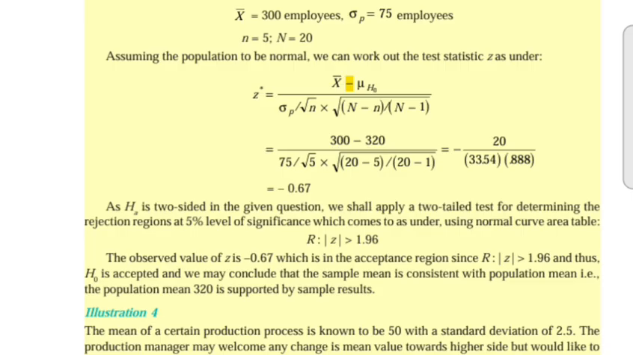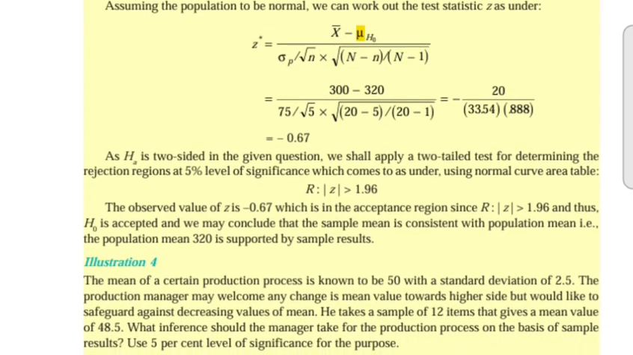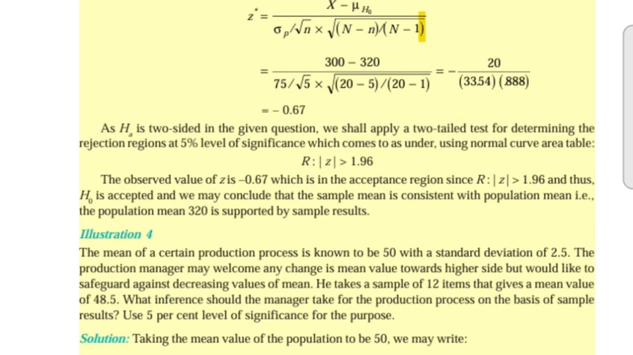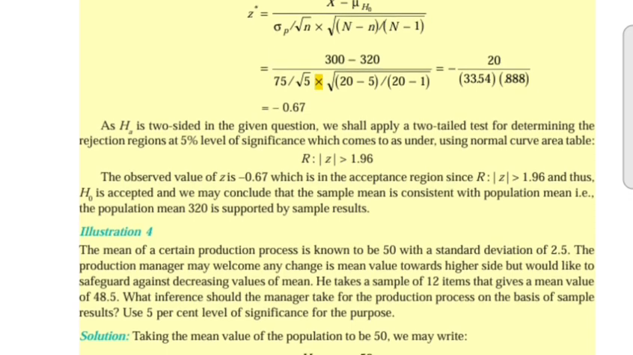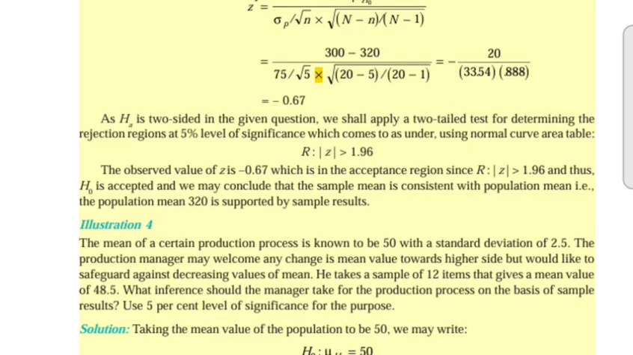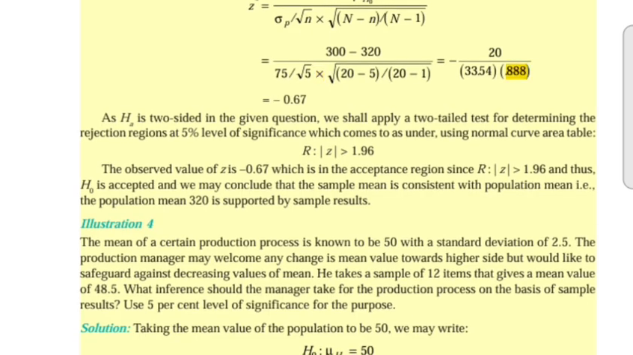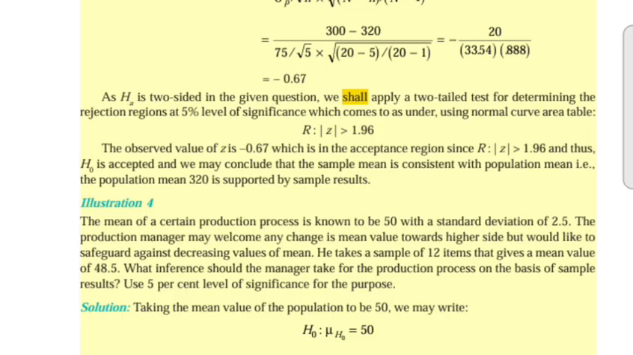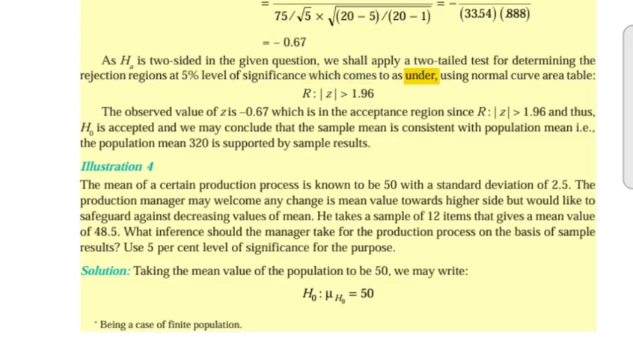Z = (x-bar minus mu_H0) divided by sigma_p over root n times the finite population correction factor = (300 minus 320) divided by ... = minus 0.67. As Ha is two-sided in the given question, we shall apply a two-tailed test for determining the rejection regions at 5% level of significance, which comes to as under, using normal curve area table. R: |Z| greater than 1.96.